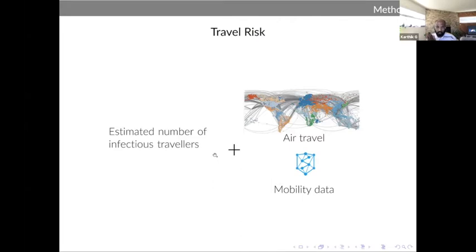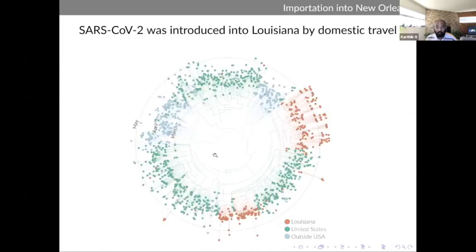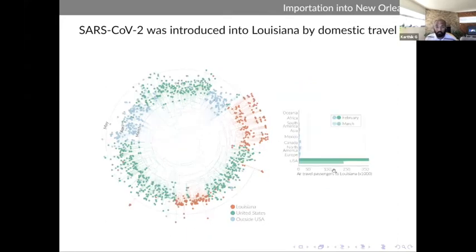Okay, so we took the 152 genomes that we had from New Orleans, combined them with a representative set of publicly available genomes. And the first thing we wanted to look at was whether the introduction into Louisiana was domestic or international. In this time-resolved phylogeny, you see that the sequences from Louisiana clustered primarily with sequences from within the US, showing that the introduction into Louisiana was most probably domestic. This is also supported by air travel data, where you see most of the travel coming into New Orleans has a domestic origin and not an international one.